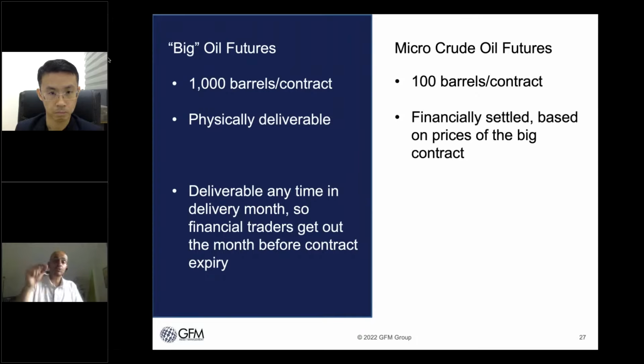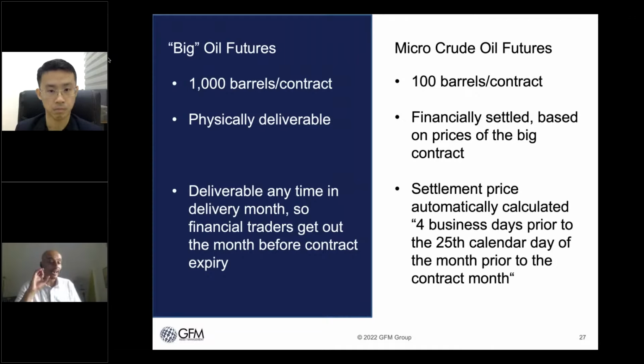It actually is a futures contract on the price of the big contract. They look at the big contract and basically do a calculation to cash settle what it's going to be. And here are the words from the CME website. It's calculated 4 business days prior to the 25th calendar day of the month prior to the contract month.